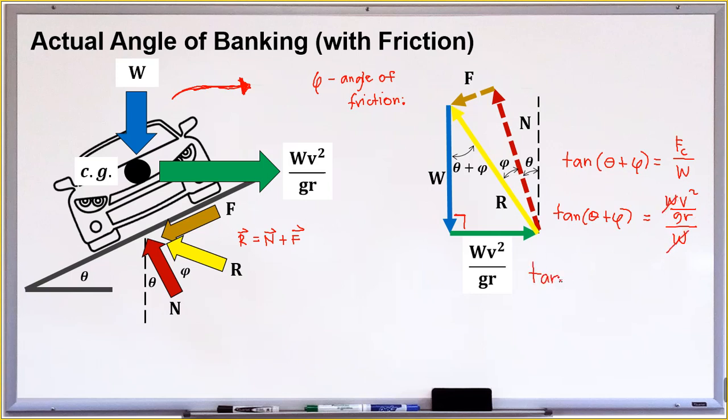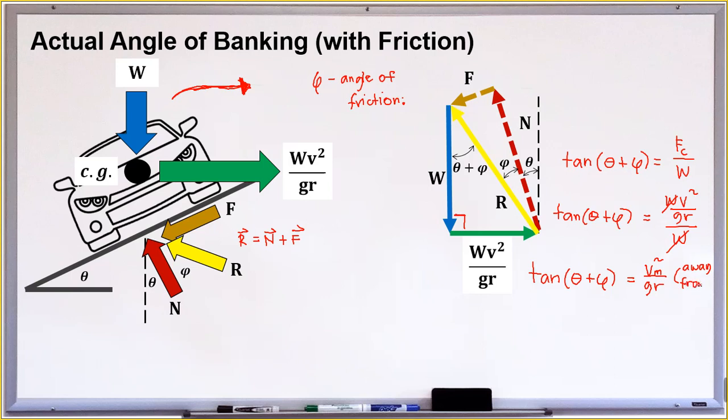We have tangent of theta plus phi equals V squared over g R. We denote this velocity as V sub M. Again, this case is where the vehicle tends to move away from the center.